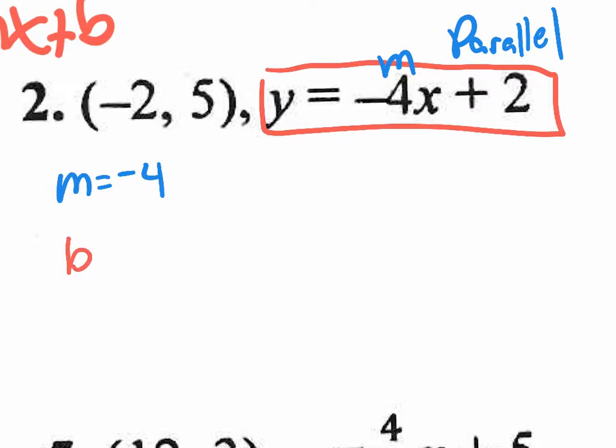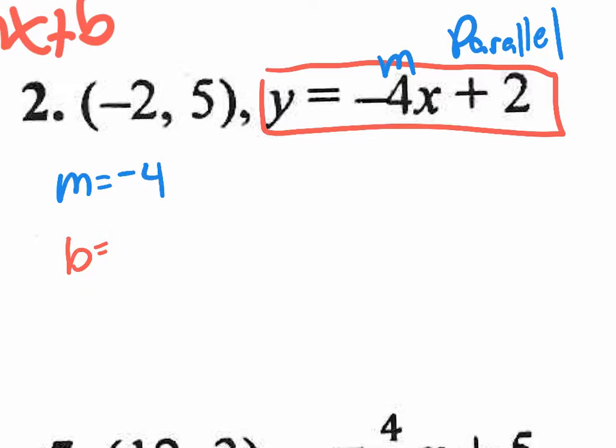And you still need the b value. How are you going to find the b value? By plugging it all into slope-intercept form, right? You could plug it all into y equals mx plus b. Or last week I also said you could plug it into point slope form if you wanted to.